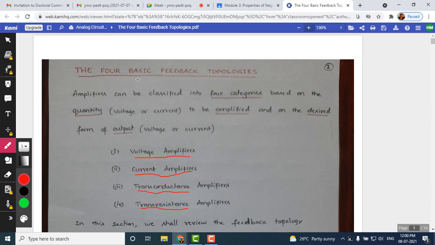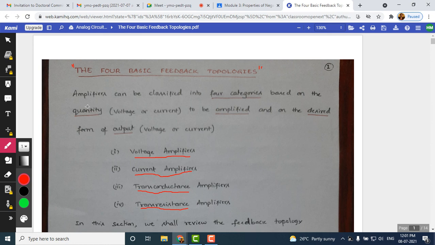Last class we were discussing the four basic feedback topologies. I mentioned that this is important from the examination point of view. In each of these feedback topologies, a few derivations and block diagrams are important. To understand the concept, try to understand the block diagram. We don't have any circuit diagram, only in some exception cases we may have a circuit diagram. Other than that, there is only block diagram in this topic.